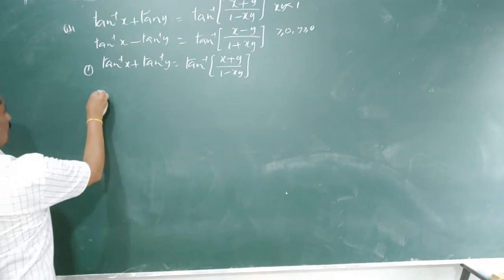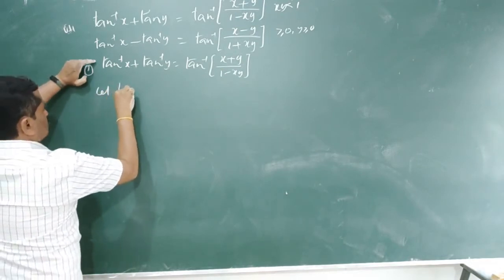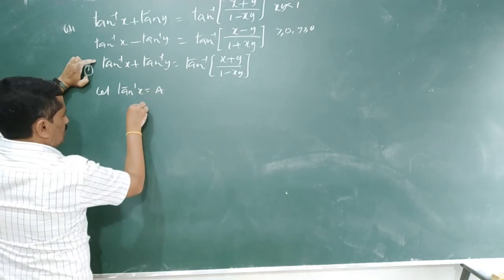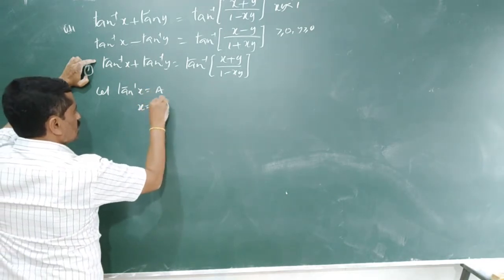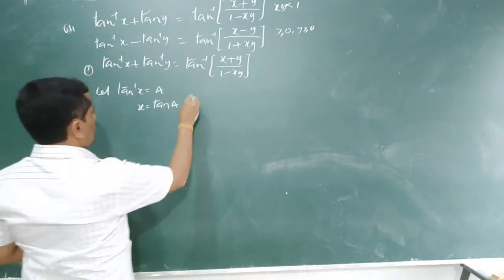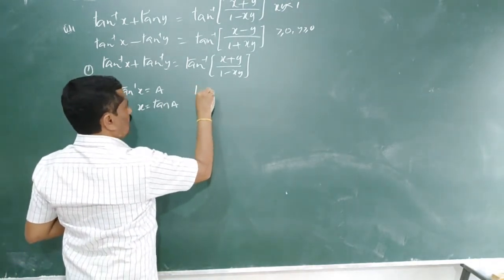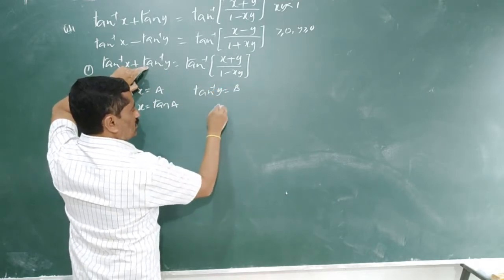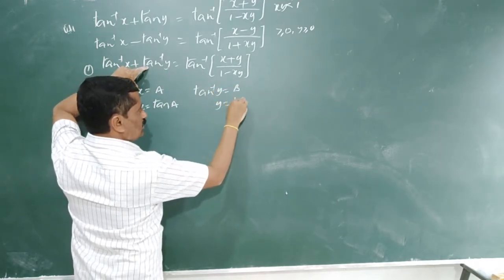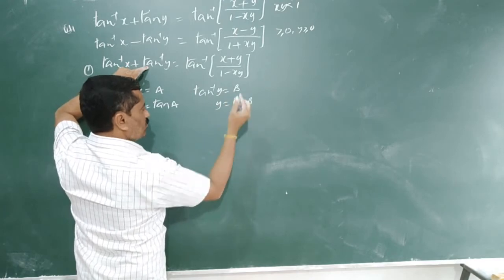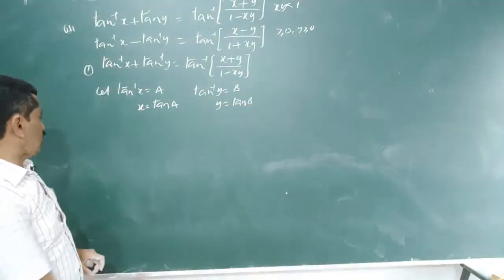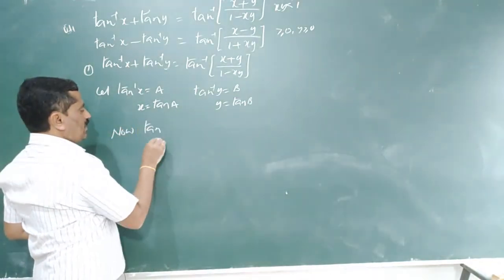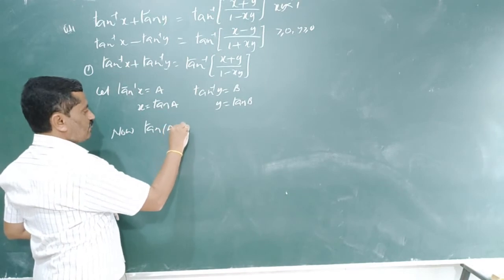Here, let tan inverse of x be equal to a. Therefore, what is x? x is equal to tan a. Similarly, tan inverse of y is equal to b. So what is y? y is equal to tan b. Okay, so now tan of a plus b.